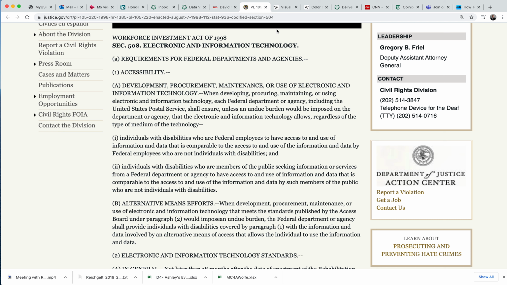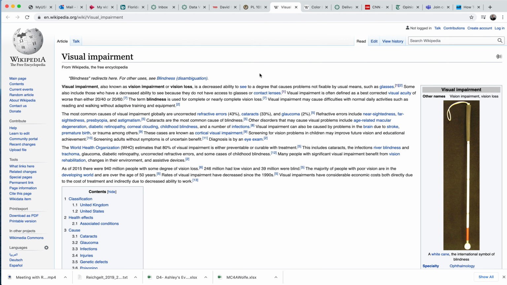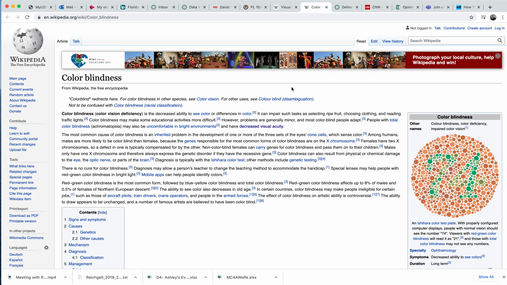Now, there are of course very many different types of visual impairment. And if you look at the Wikipedia page on visual impairment and the Wikipedia page on color blindness, you will see examples. I like this one particularly, the Ishihara color test plate. If you see 74, you have no color blindness. If you see 21, you have red-green color blindness. If you see no number at all, then you have total color blindness.